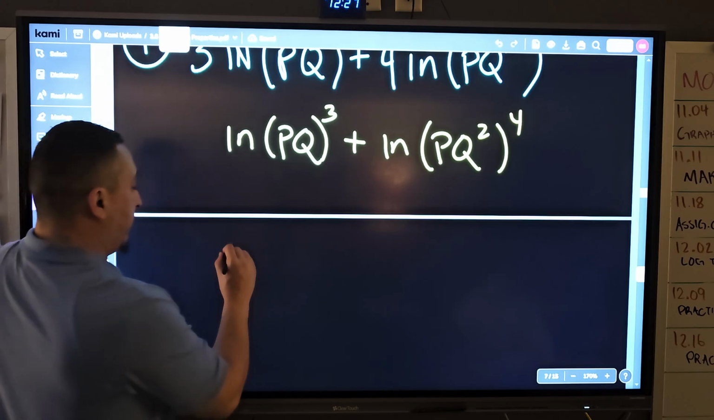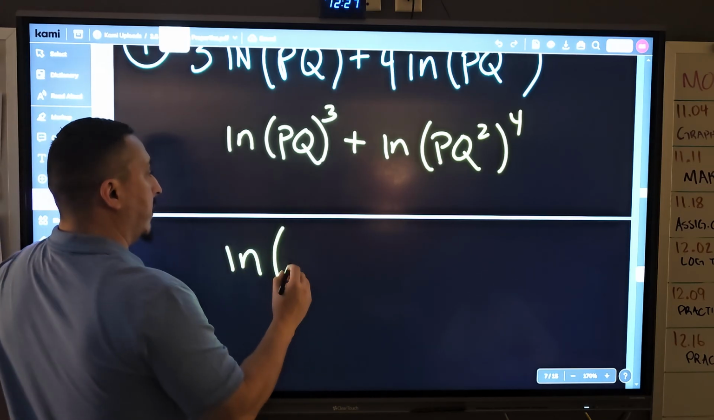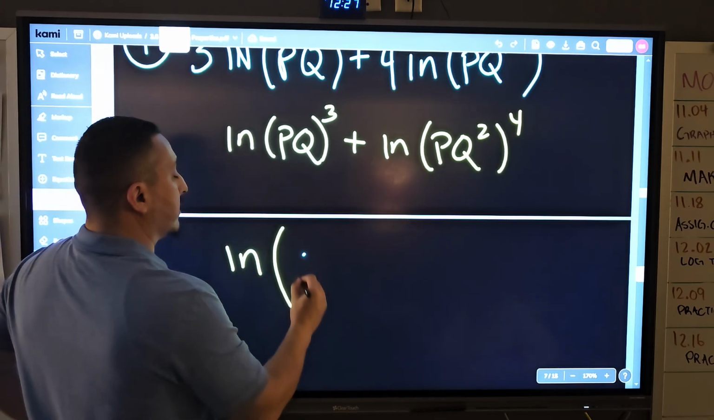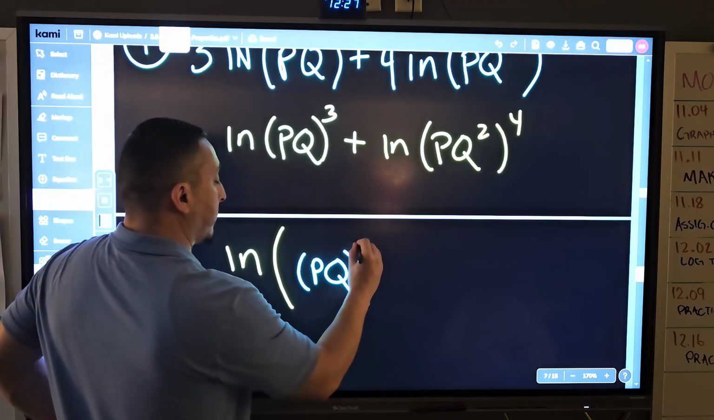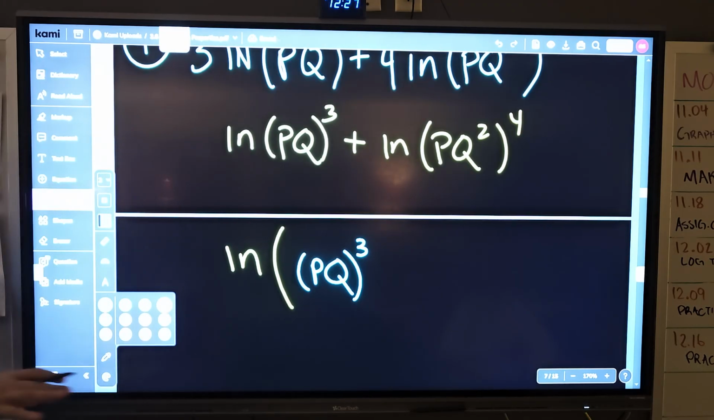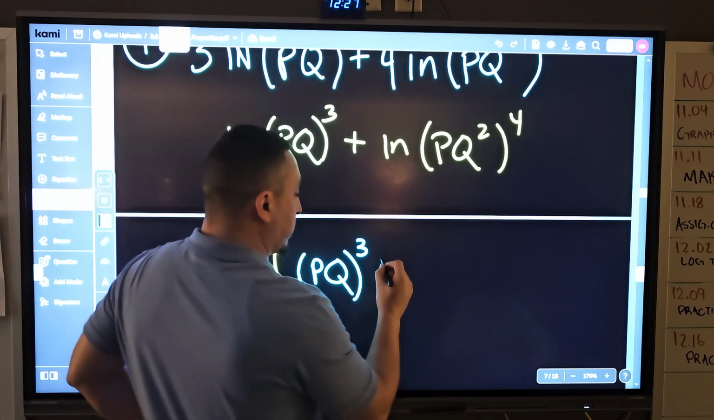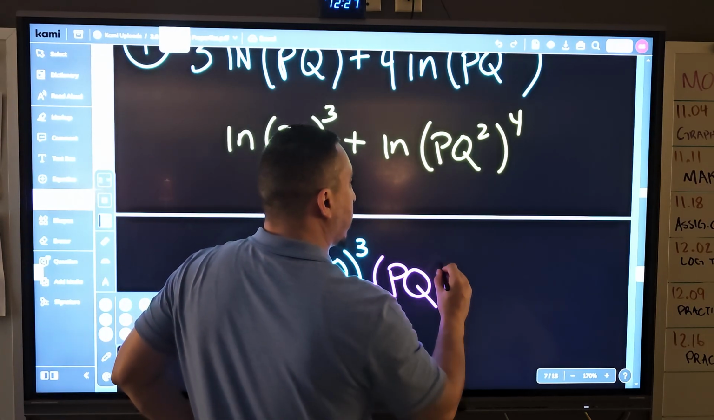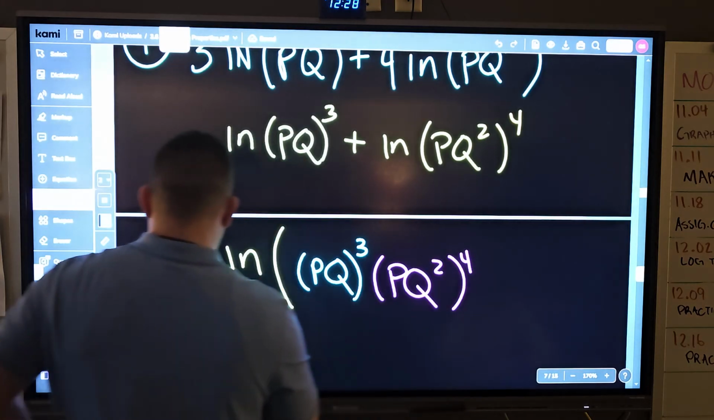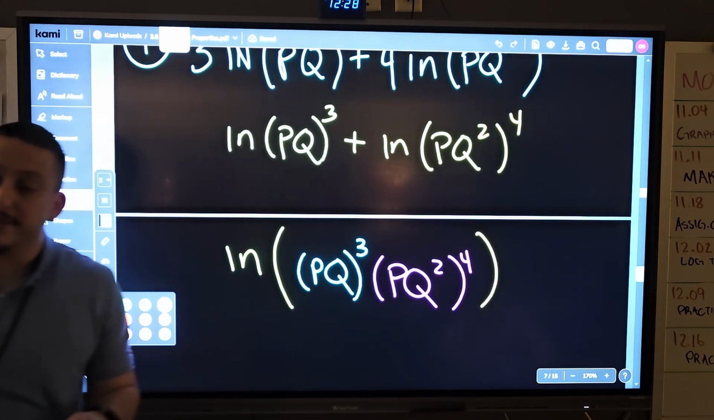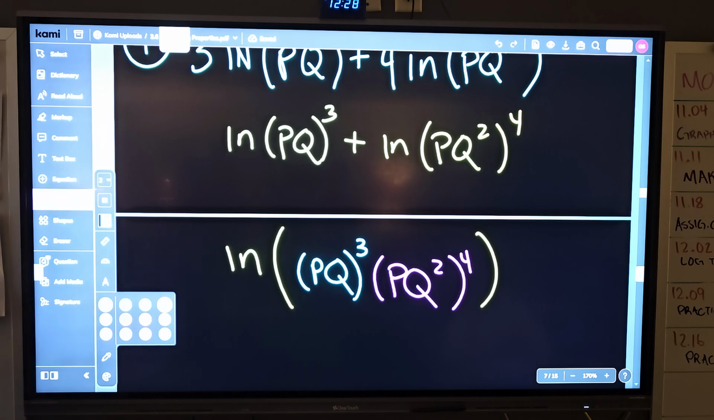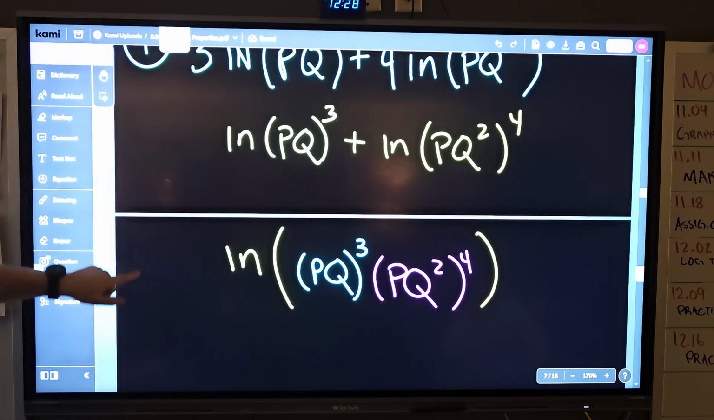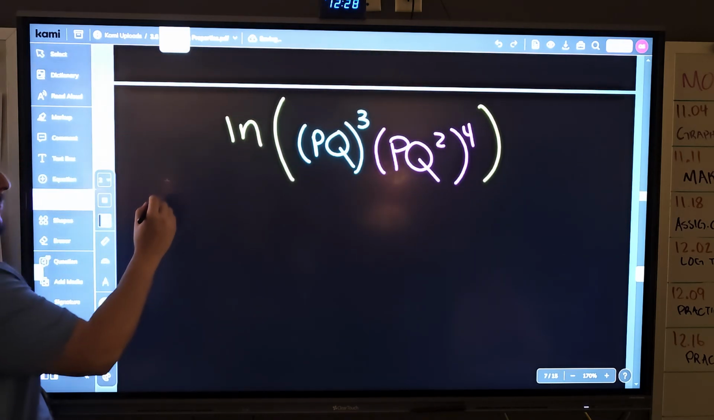So ln of this stuff, let me use color so you can see. Plus turns to multiply, agreed? Right? You guys remember that? Right, plus. So times. So as far as today's rules go, that's it. We turn the power rule, and then we use the plus rule to turn it to a multiply. But here we can do a lot more. Okay, so stay with me.